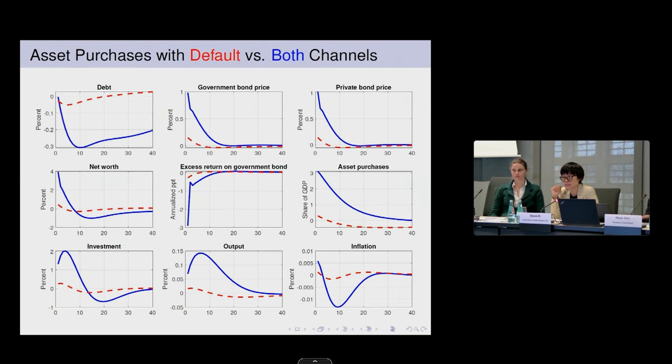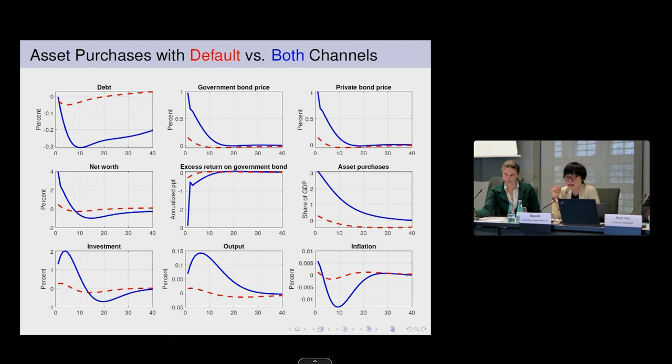Therefore, the asset purchase quantity is a bit different. And so you see that with both channels at play, the asset purchase could really improve the output of the overall economy, as net worth is higher. It's boosting the government bond price. Therefore, it's improved the balance sheet for the banks, so they did not have to sell as much private bond. Relative to the baseline case, the investment has to decline, and the output has to decline, but the scope is contained.